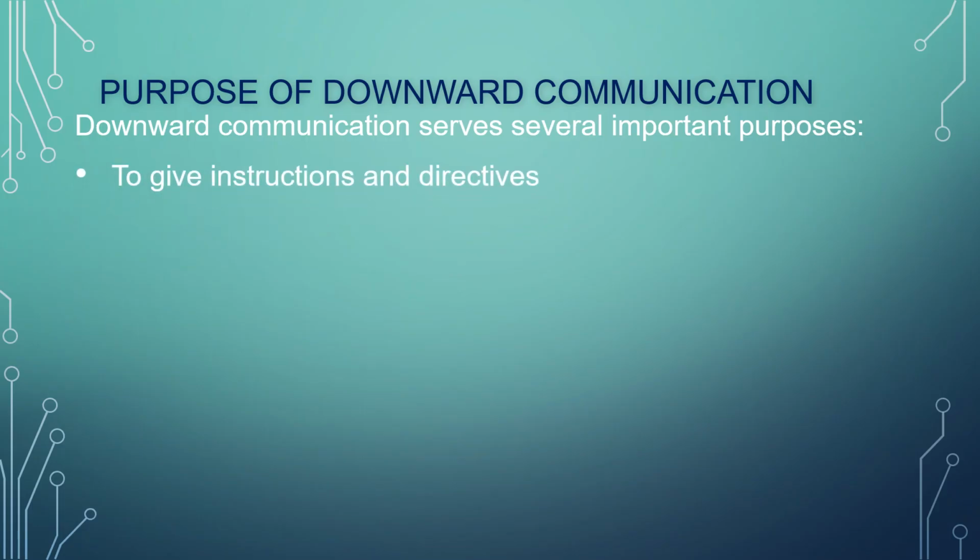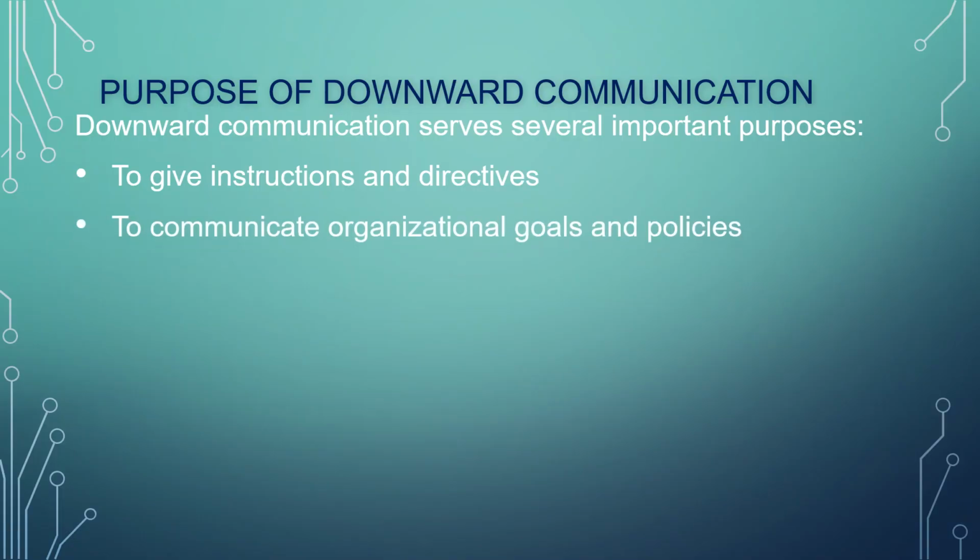Number one, downward communication is important in the sense that it gives instructions and directives, because the information is flowing from the top management to the lower level employees. So the first purpose that downward communication serves in an organization is simply to give instructions and directives to the lower level employees.